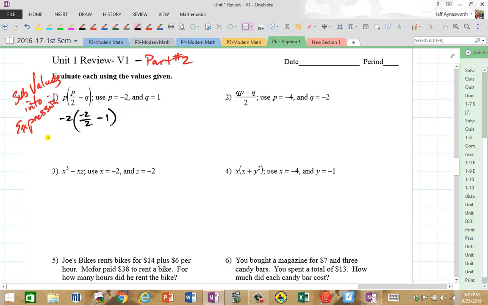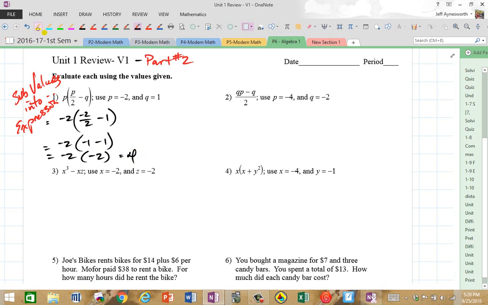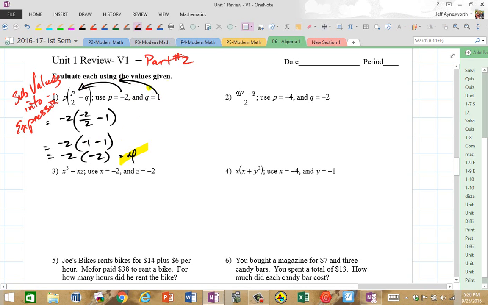So this is equal to negative 2 times, well, we got negative 2 divided by 2, which is negative 1, minus 1 more. This is negative 2 times negative 2. Negative 1 minus 1 more is negative 2. And that's going to be equal to positive 4, right? There's my end result right there, positive 4. So when I substitute values in, I get 4 out of the expression, okay?